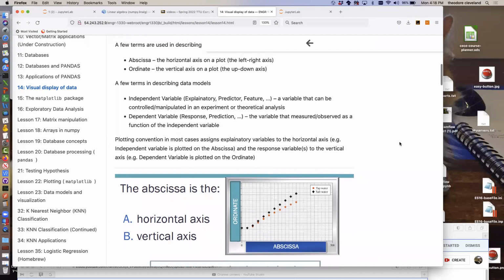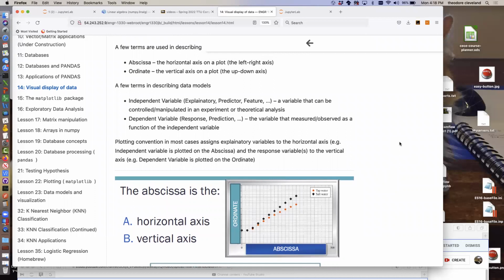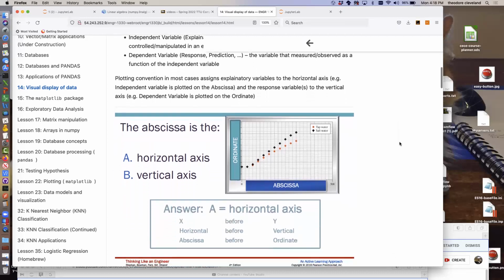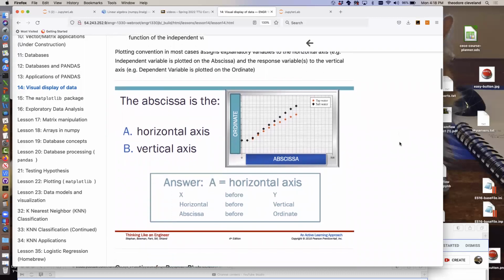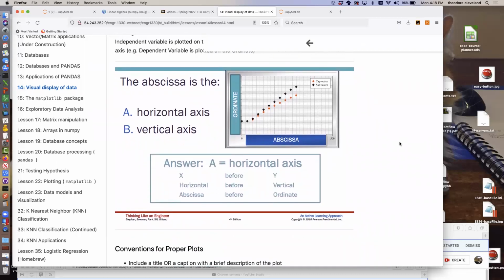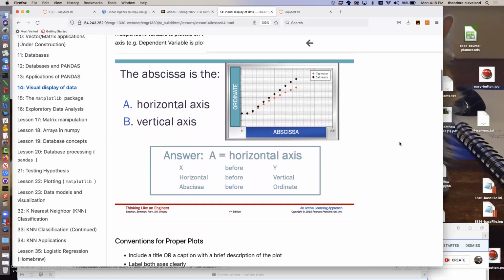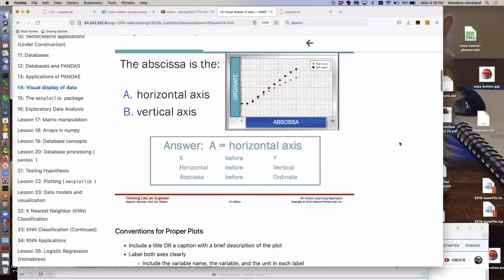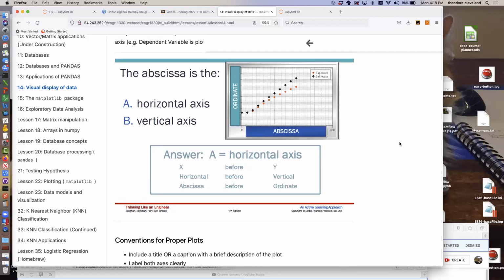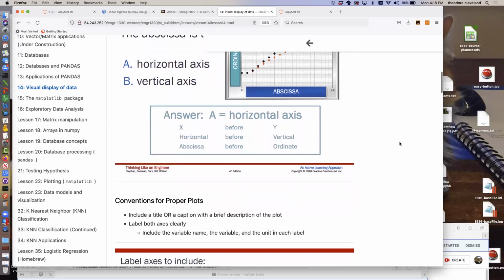So if you were presented with a quiz like we used to do in the old days, here's a quiz question for you. The abscissa is A, the horizontal axis, or B, the vertical axis? A. So we have one vote for A. Would you like to consult the rest of the audience? What do y'all think? You're right. It is A, the horizontal axis. If instead we said the left-right axis, that would be just as correct.